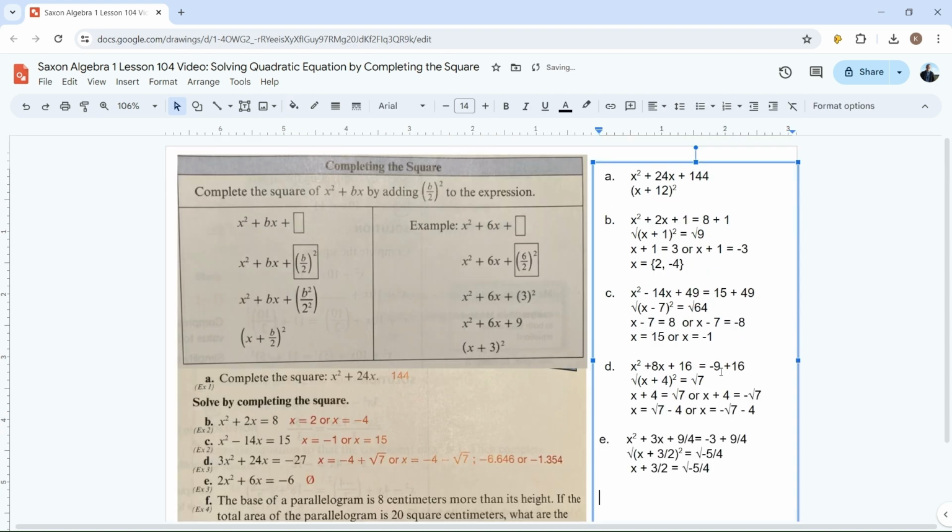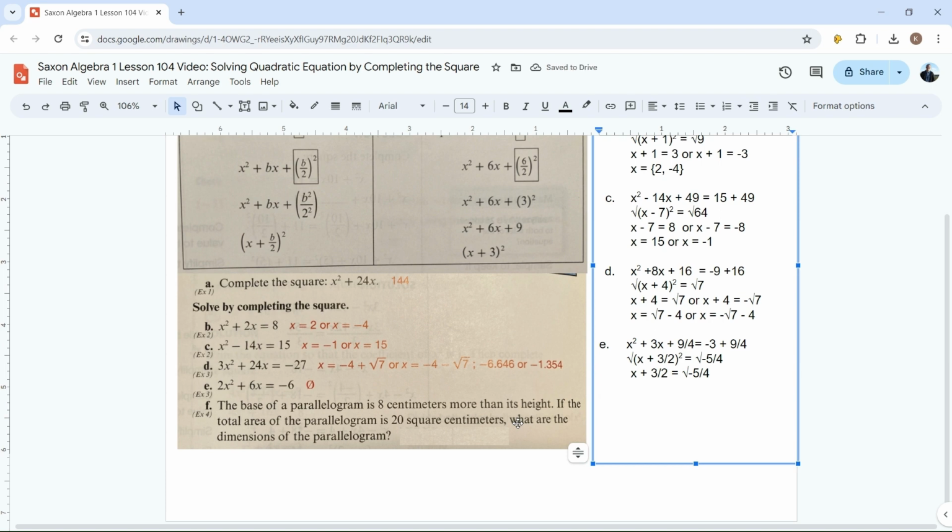All right, and then finally, letter F. The base of a parallelogram is 8 centimeters more than its height. If the total area of the parallelogram is 20 square centimeters, what are the dimensions? So for this one, you need to know that the area of a parallelogram is just base times height, okay? So the base is 8 centimeters more than its height. So it's going to be h times h plus 8 equals 20.